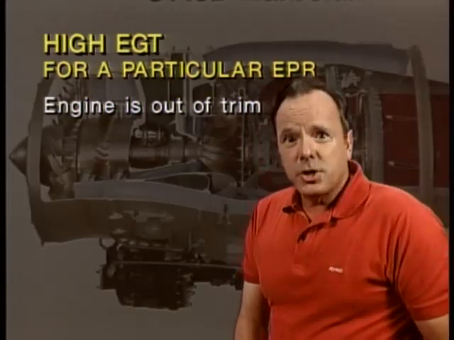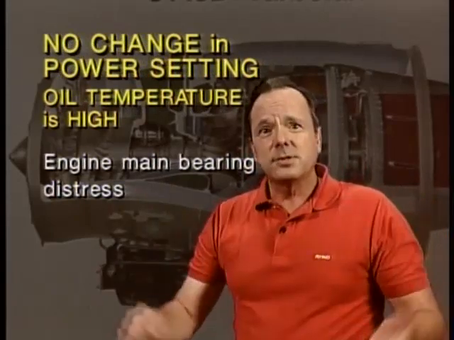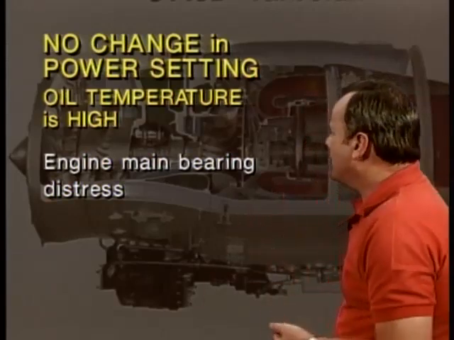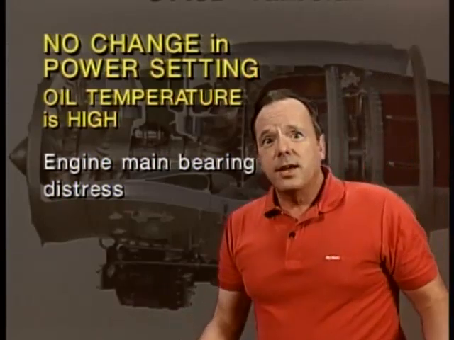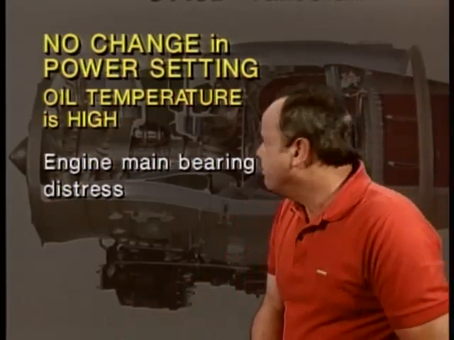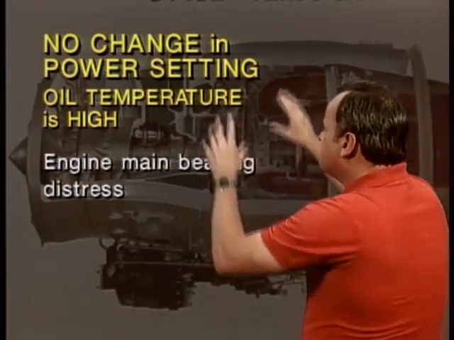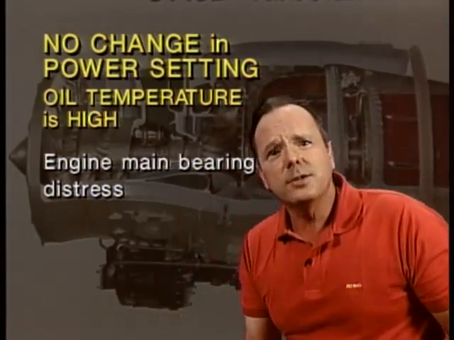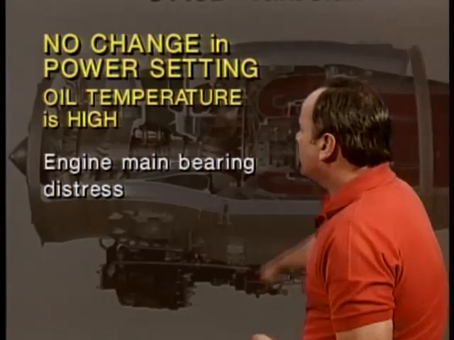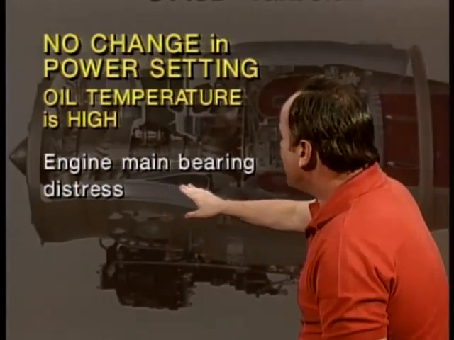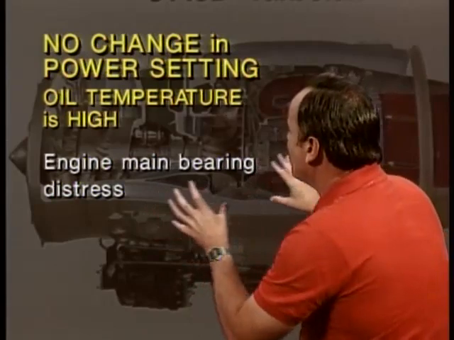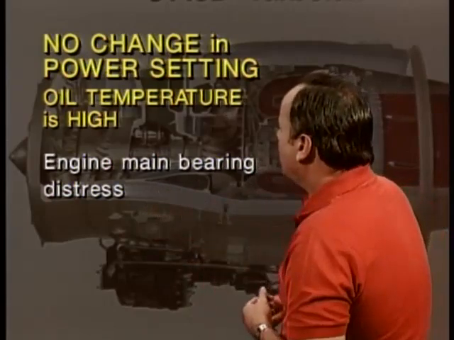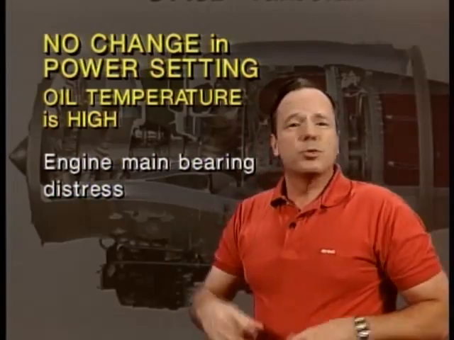Now, when a turbojet engine indicates no change in power setting parameters, everything's the same, EPR's the same, fan speed is the same, exhaust gas temperature's the same, but in spite of all of those things being okay, the oil temperature is high. What would be a cause of that? Well, one possible cause is what the FAA refers to as engine main bearing distress. You might have a bearing failure coming up, and you would know that by the high oil temperature with everything else being okay.